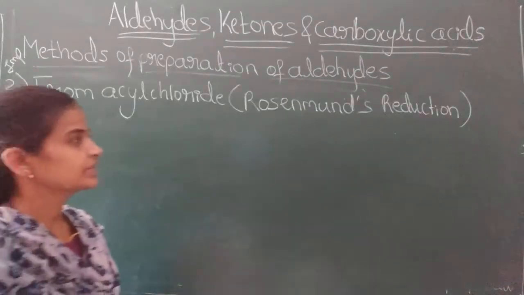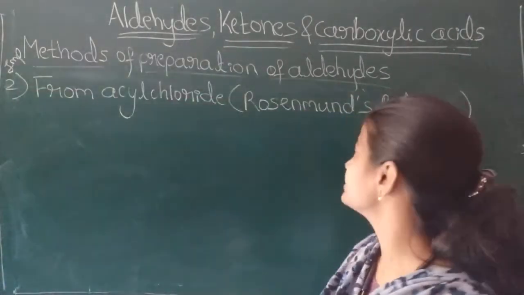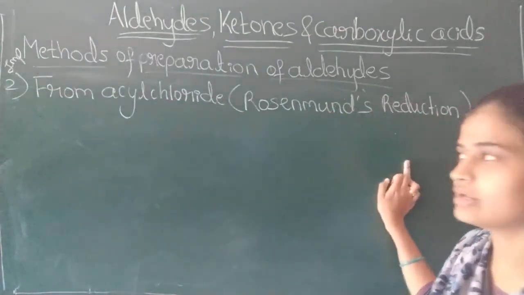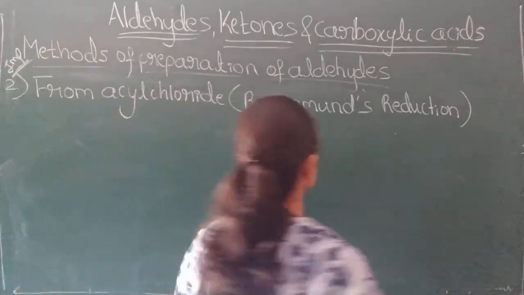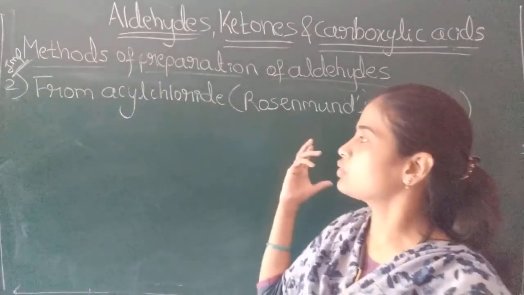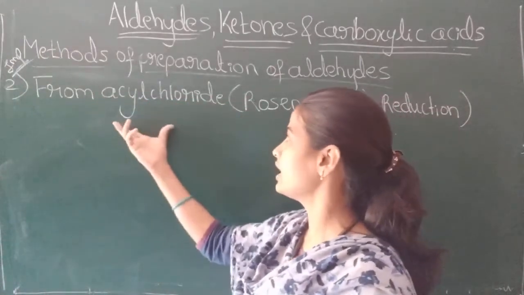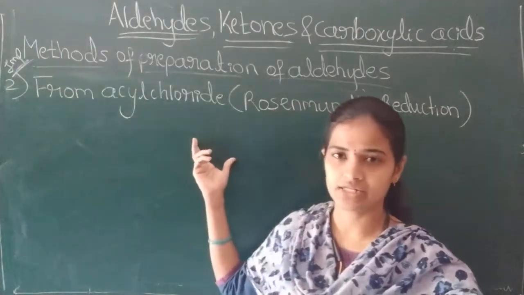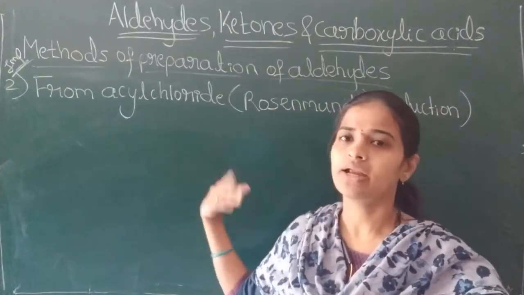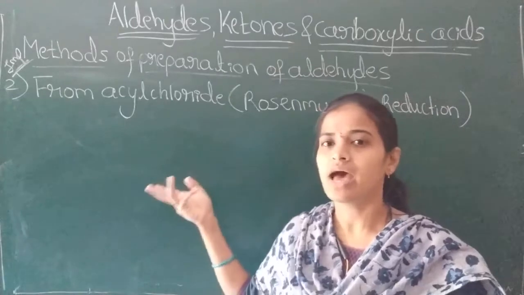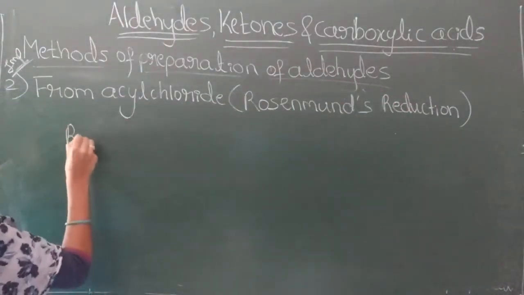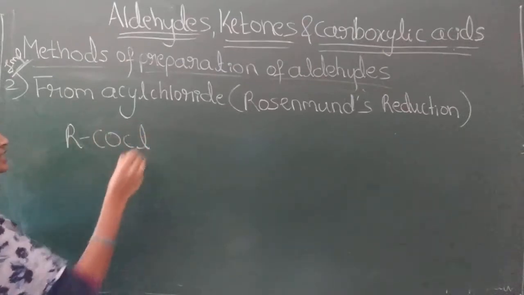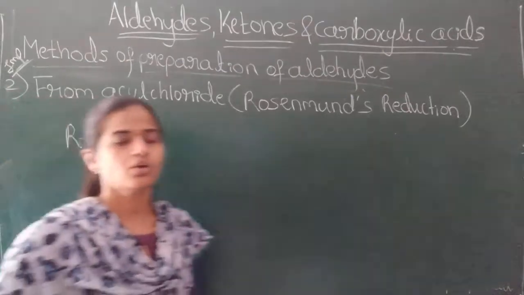Next, the method for the preparation of aldehydes is by Rosenmund's reduction. Again, mark it as important. It is a name reaction, Rosenmund's reduction. In Rosenmund's reduction we use acyl chloride as the reactant, or we can also say acid chloride. RCOCl is called acyl chloride or acid chloride.